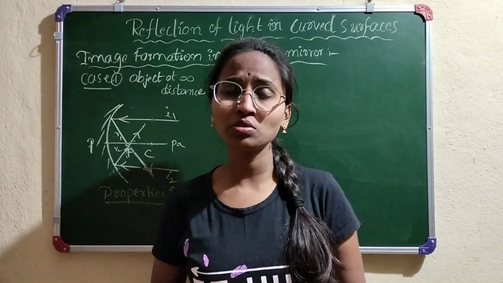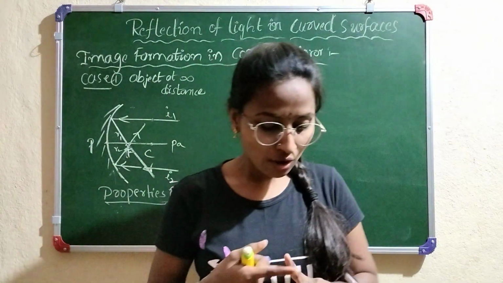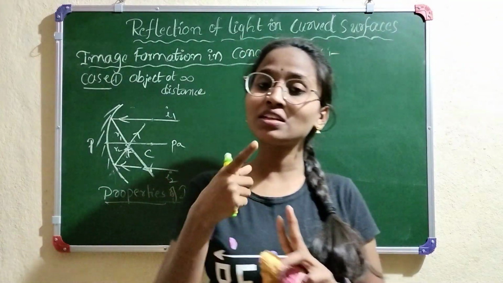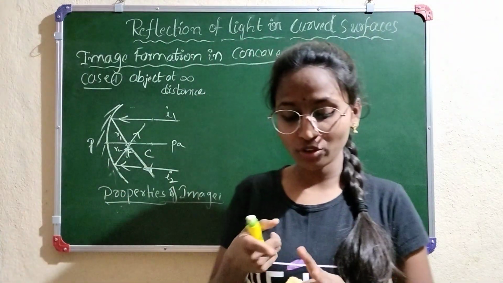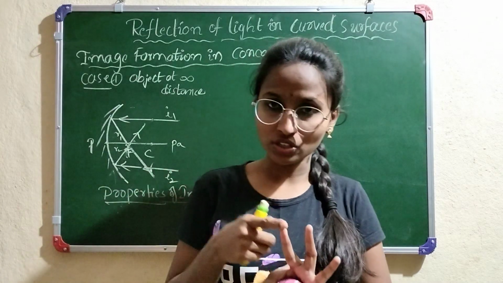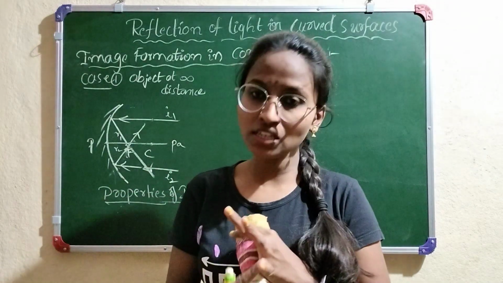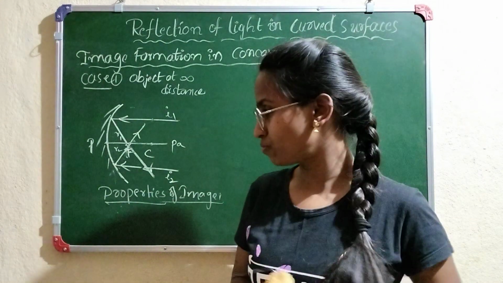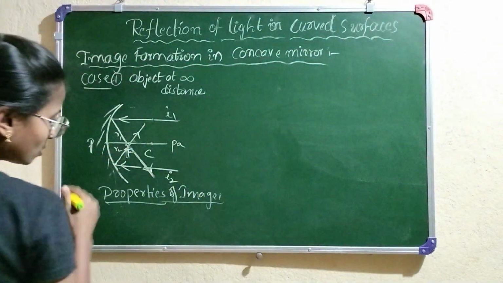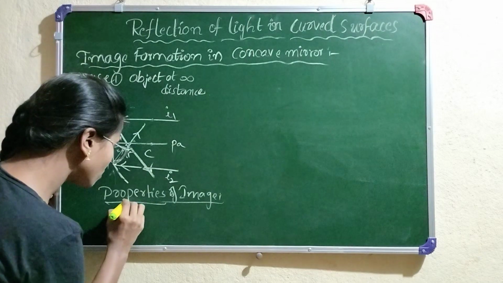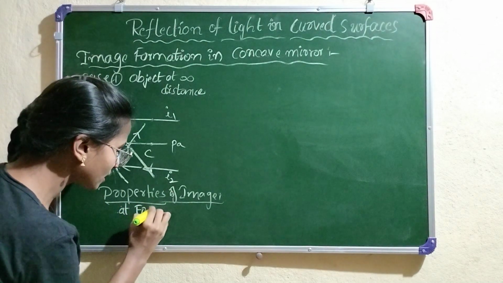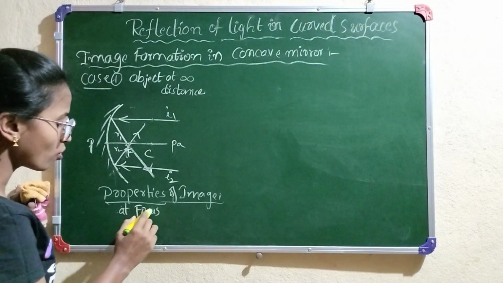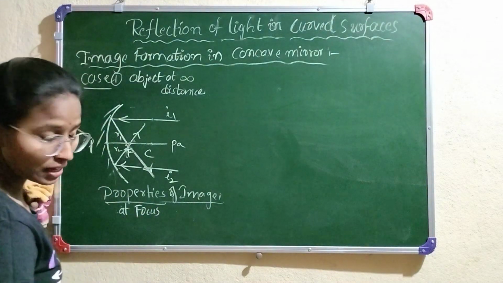In the properties of image, mostly you have to mention the position of the image, where the image is formed, and second, whether that is real or virtual. Third, erect or inverted. Then same size or larger, like that. These four things you have to observe. So here the position of the image is at focus. I am directly writing at focus, but you have to write that the image forms at focus.